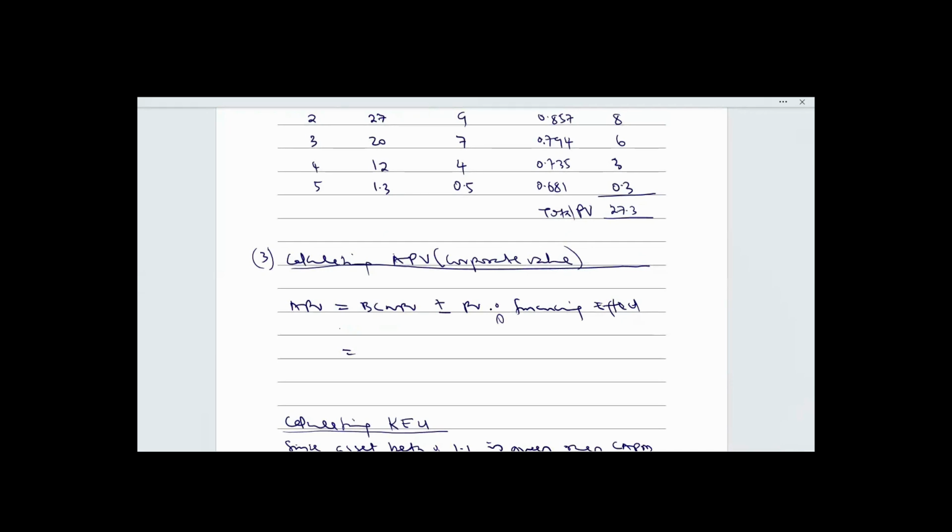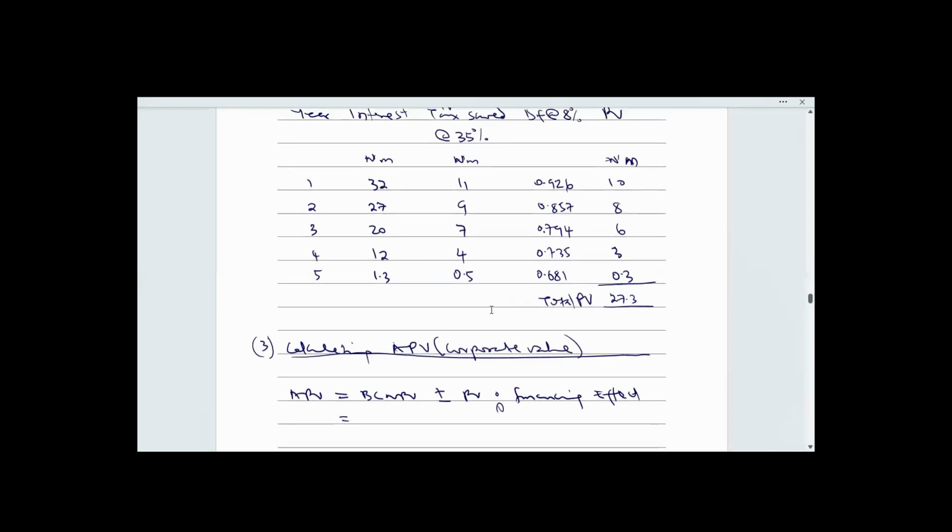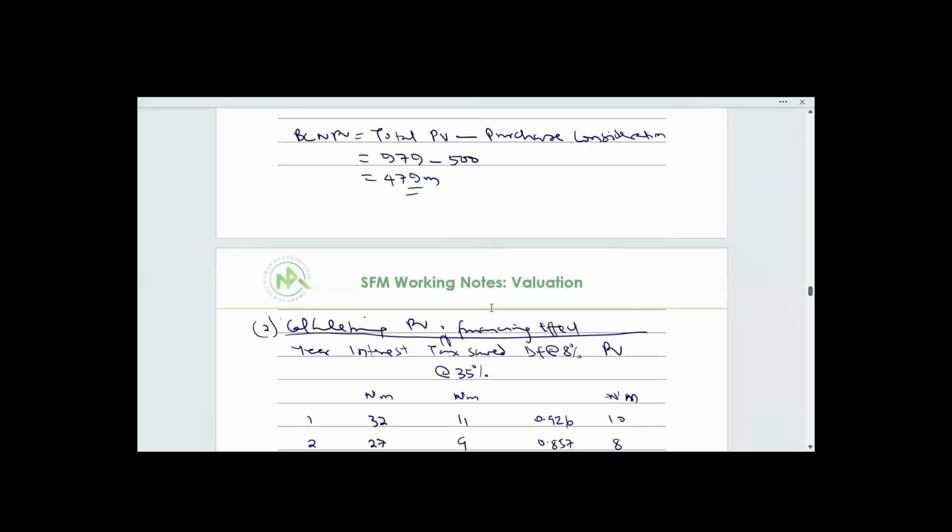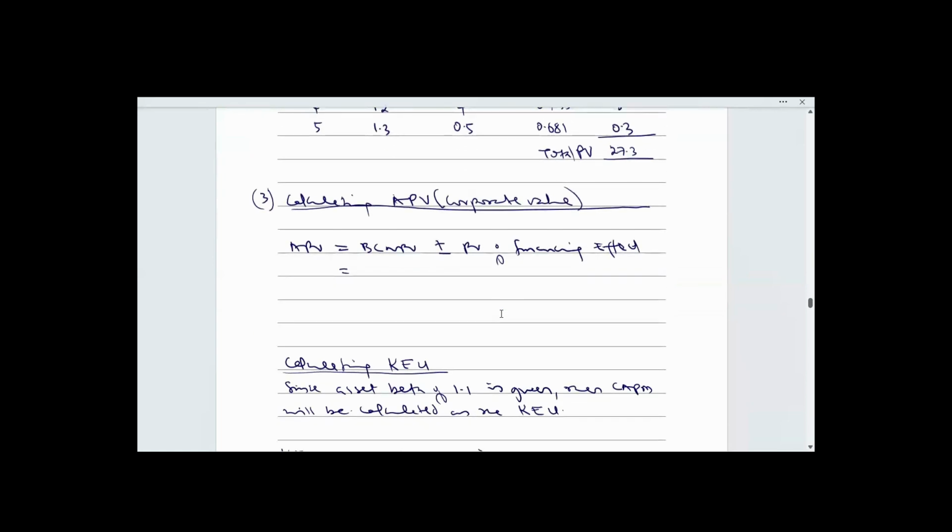Okay, because of space, I've done working down there. So my base case NPV will go 479, I think. Yes, 479. So here is 479 plus 27. Present value of financing effect is 27. Therefore, what's the APV? APV is equal to 479 plus 27, 506 million naira, that's the corporate value.